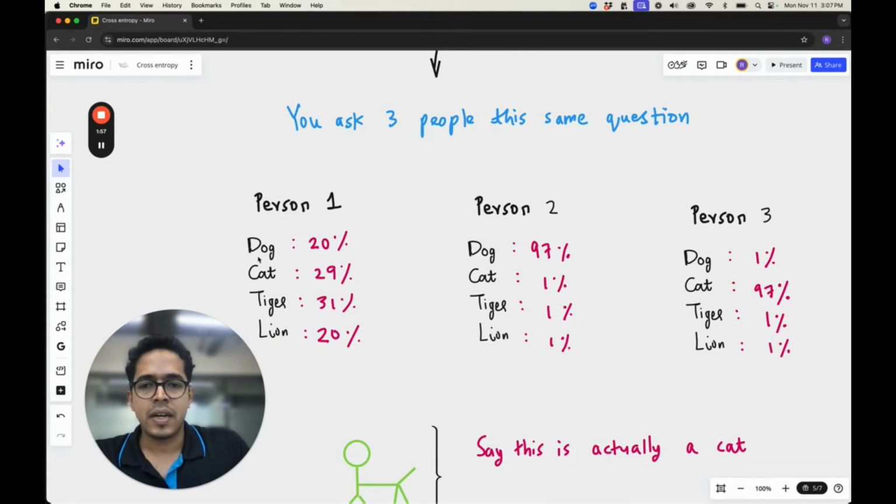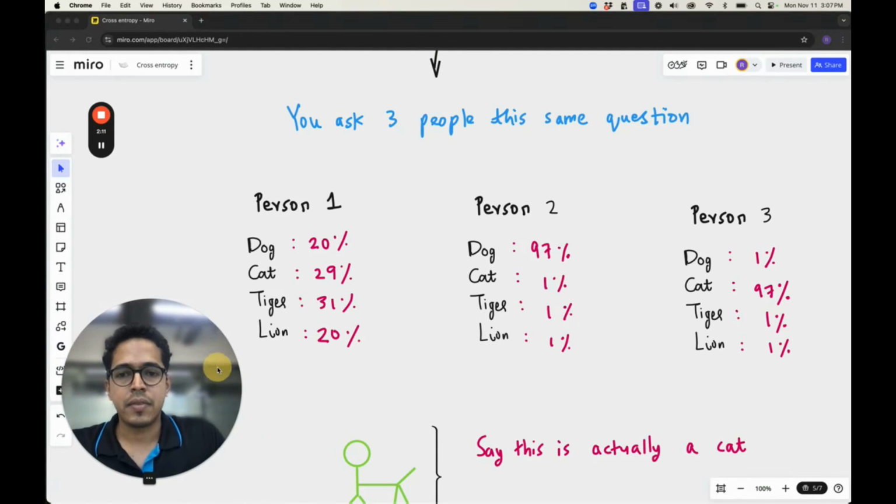Imagine that person one answers in this kind of a distribution. They say that dog is 20% probability, cat, that stick figure is cat with a 29% probability, tiger with 31, and lion with 20. Clearly, you can see that person one is not very confident at all regarding which category or what the stick figure image is about.